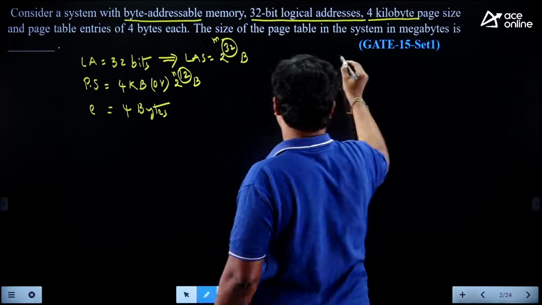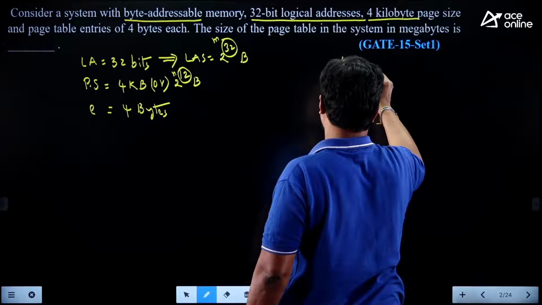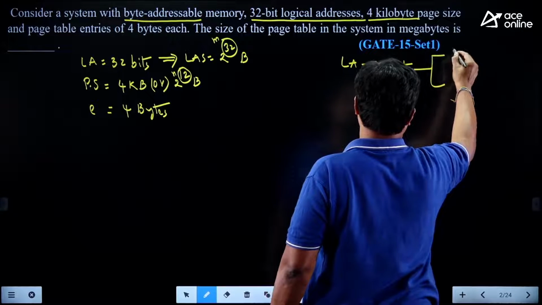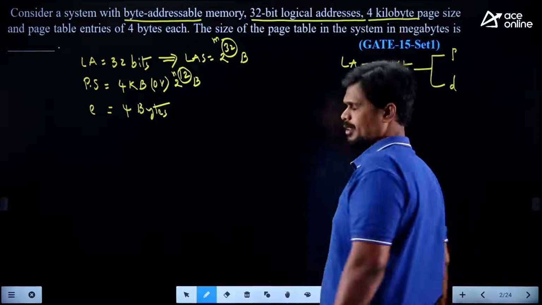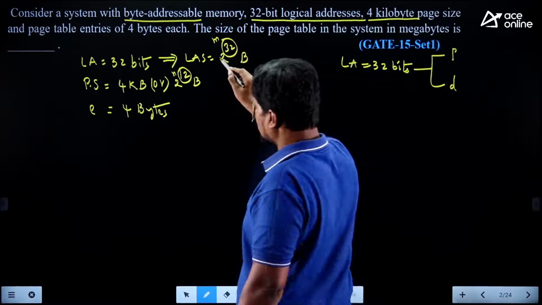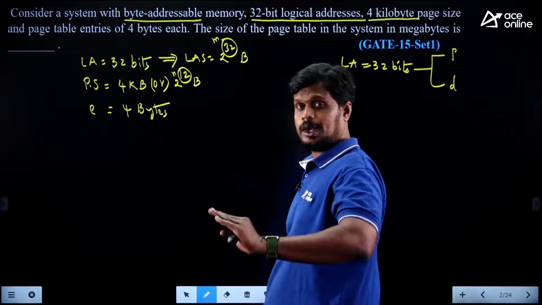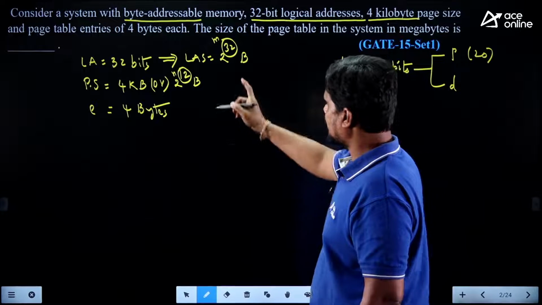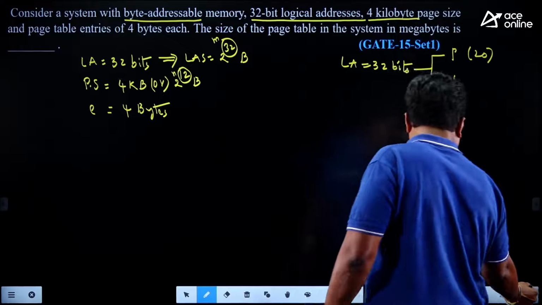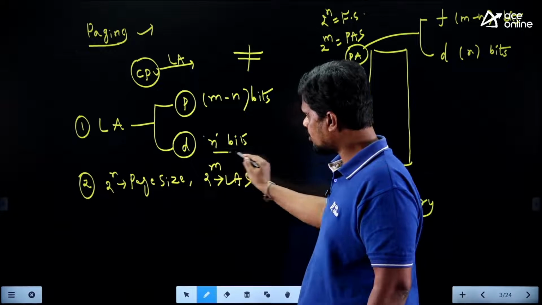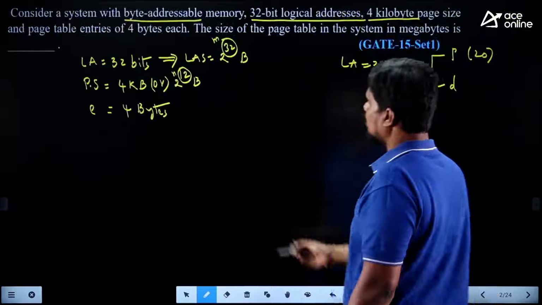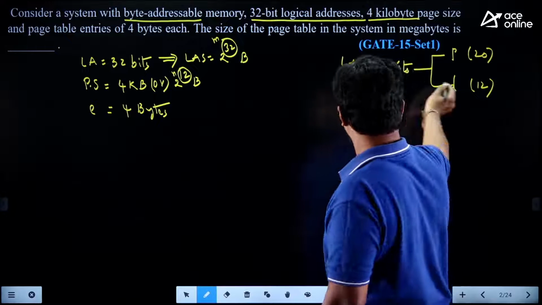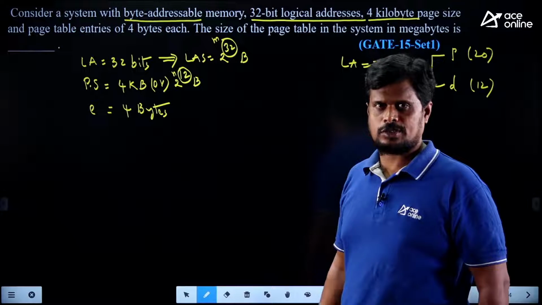Then the logical address, as we mentioned, is divided into two parts. What are the two parts? The first part is the page number, another one is D, the offset. So m is how much? 32, and n is how much? 12. So m minus n bits, in the sense your page number is 20 bits. And D means n bits, that's what we have written. So what is the n value here? Simply 12. So this is how you can divide your logical address into two parts.